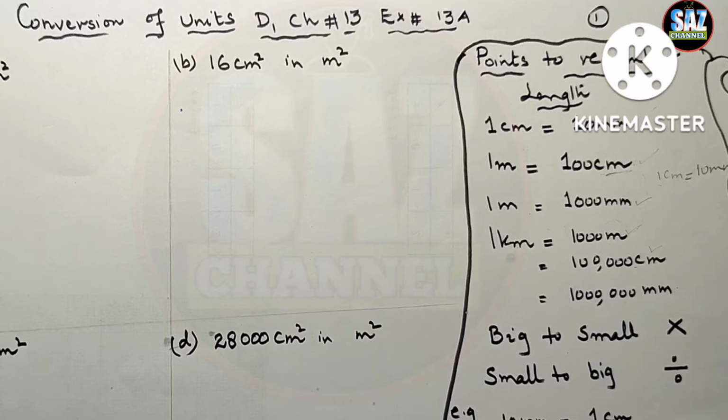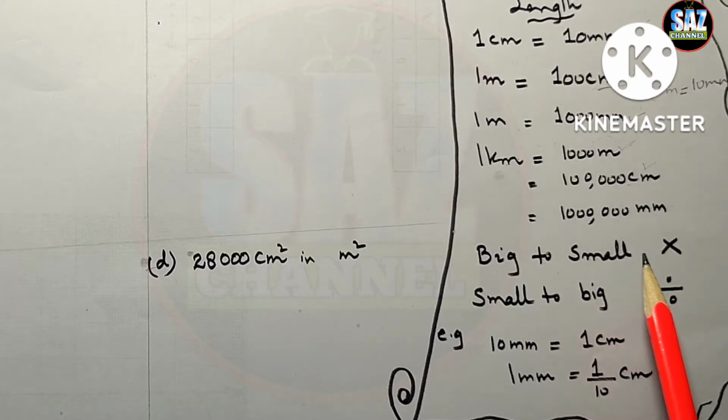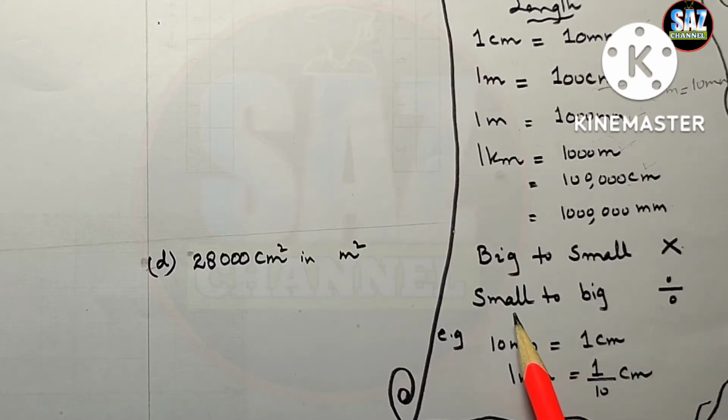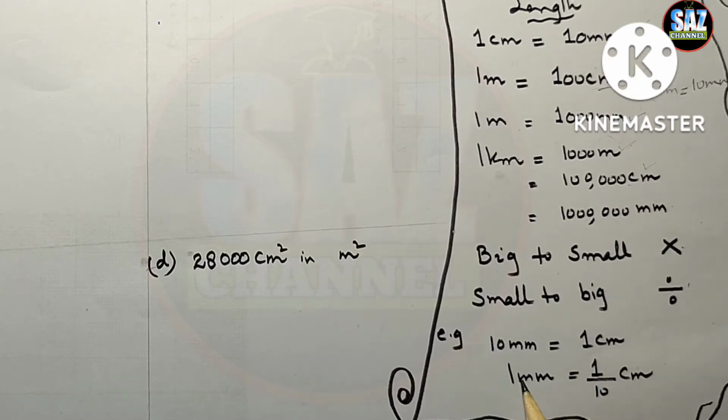And there is a simple rule: when we are converting big units to small units, we have to multiply, and for small to big, we have to divide. If I want to convert millimeters to centimeters, millimeters are small and centimeters are big. So 1 millimeter will be equal to 1 by 10 centimeter. These are the key rules that you have to keep in your mind for better understanding of today's class. So let's move to question number 1.